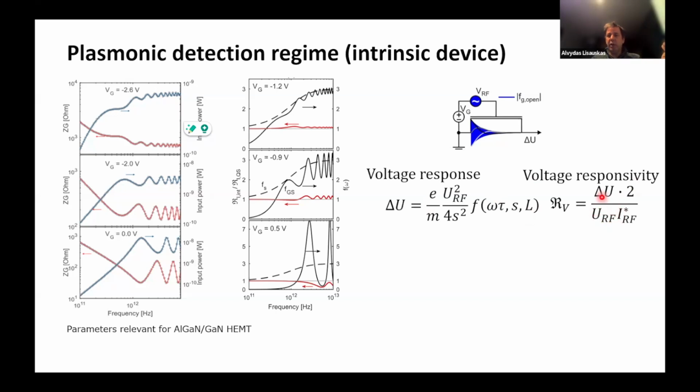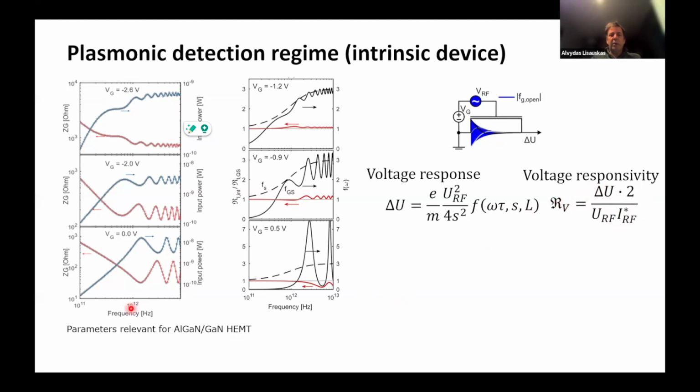And from simulations, we get the RF current. And in this case, in the complex world, we have to take the complex conjugated term here to find out which power we need. And that's U_RF multiplied by I_RF complex conjugated, divided by 2. That's the power we need to apply to create this voltage change, and this would give the voltage responsivity.